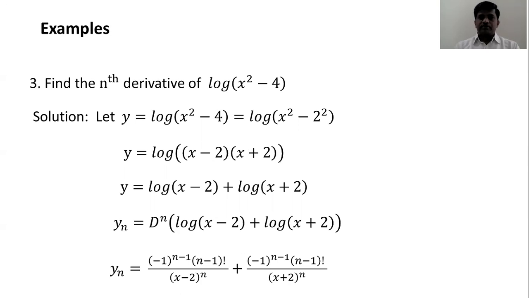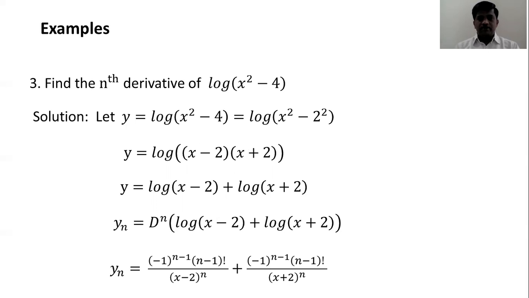Log of x squared minus 2 squared. So a squared minus b squared is a minus b into a plus b. Log of x minus 2 into x plus 2. Now again we have to apply one more logarithmic property. Log AB is log A plus log B. Log of x minus 2 plus log of x plus 2.